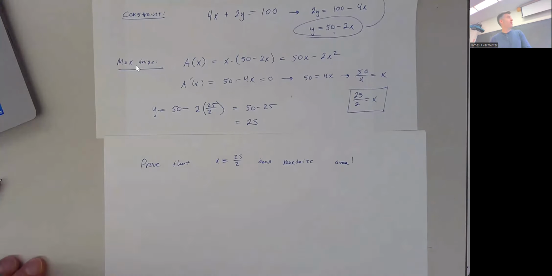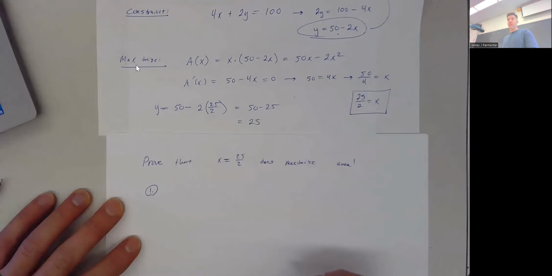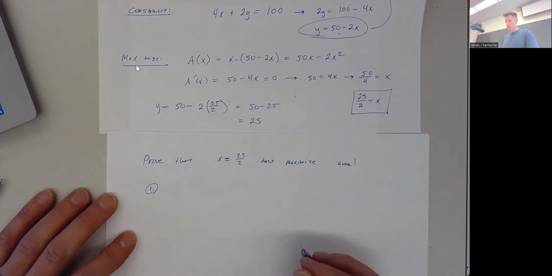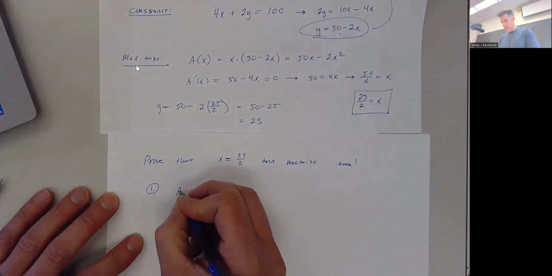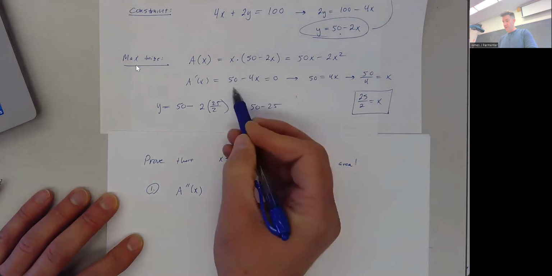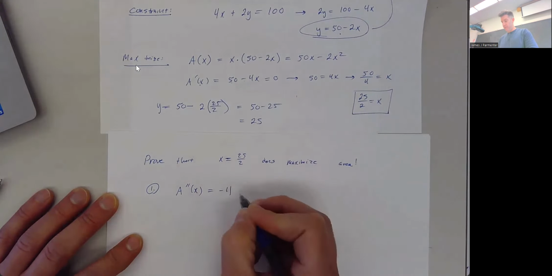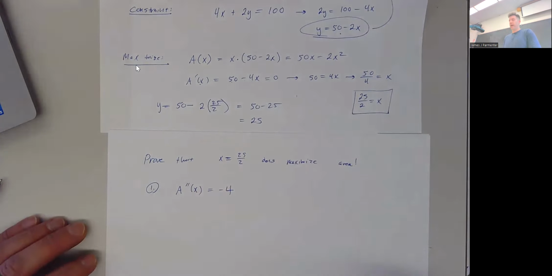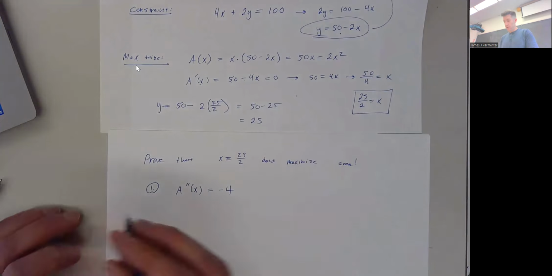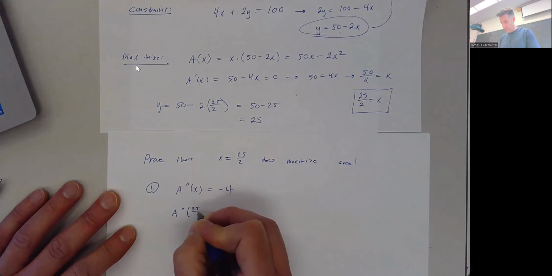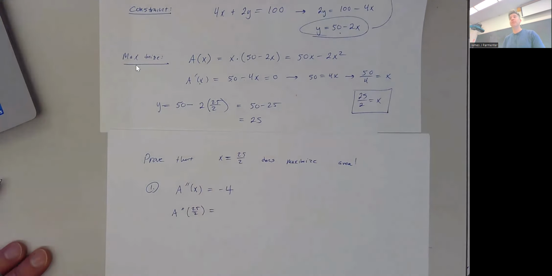Okay. In this problem, the way I think the easiest way to do this is the second derivative test. In fact, I feel like that's kind of my go-to for these optimization problems. So take the second derivative, A double prime. If I look at my function here, A prime is 50 minus 4x. A double prime is -4. It takes literally no effort to plug in my critical value. So if I plug in my critical value, A double prime of 25/2, what's that going to be?